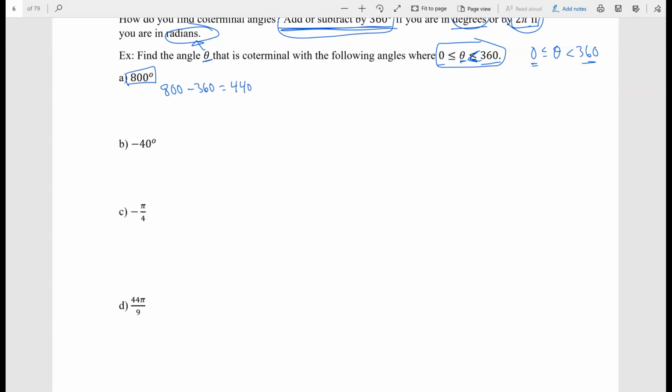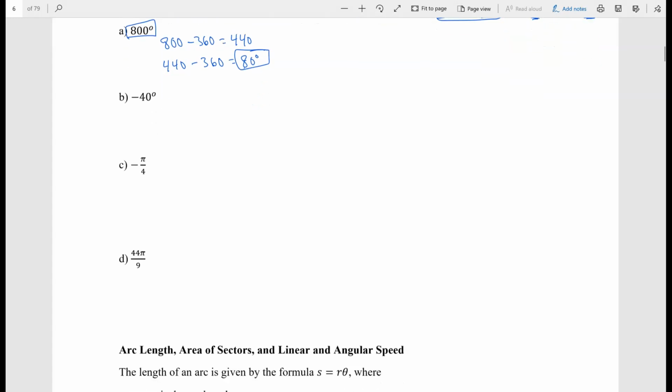Is this in the interval? No, 440 is still too big. It's coterminal to 800, but not yet what we want. So now we take 440 and subtract another 360, and I'm going to get 80 degrees. This is the one that we want, because it is between 0 and 360 degrees, and it is coterminal to 800, because we've been adding and subtracting 360. Now in this case, we have negative 40 degrees.